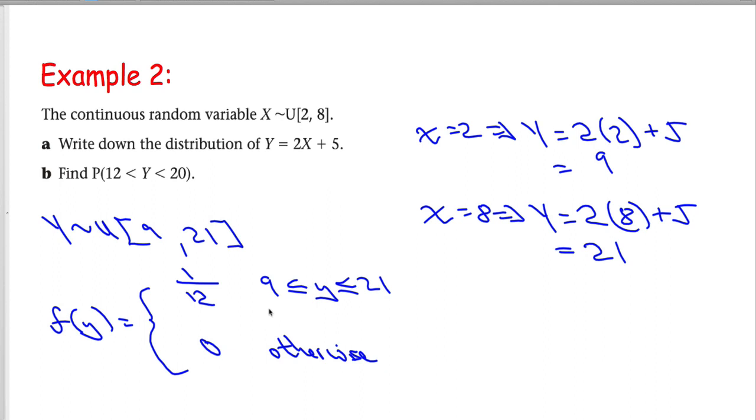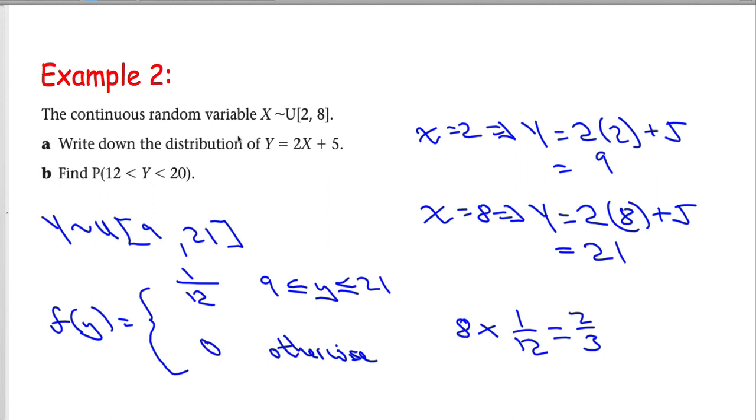So all I need to do is the height of the bar. The width of the interval between 12 and 20 is 8. So I need to do 8 multiplied by 1 over 12, which is going to give me 8 over 12, which is 2 over 3. So that is the probability that y is between 12 and 20.